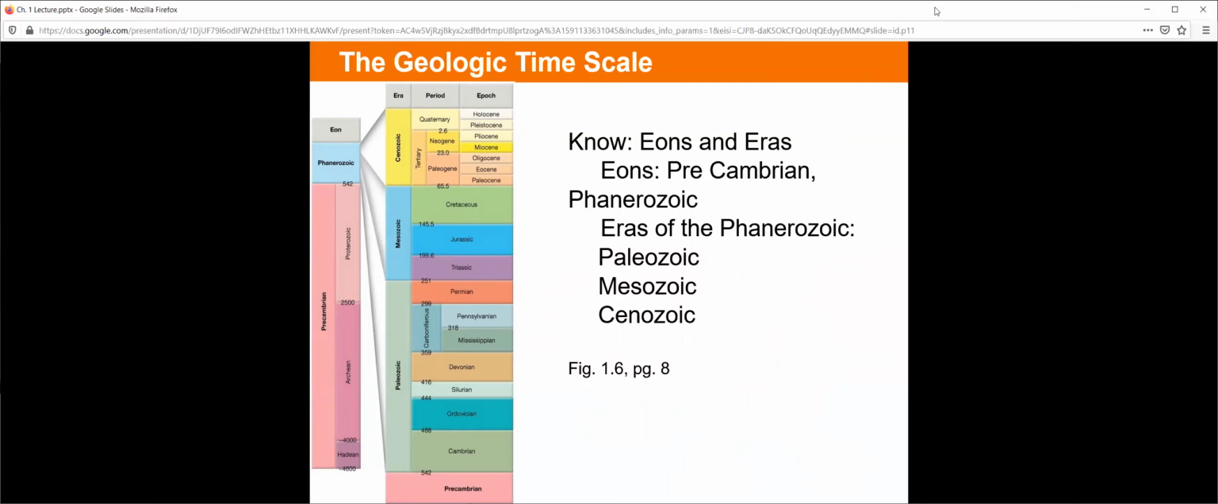An eon would be the largest chunk of time that we talk about. Over on the left here, we see Phanerozoic and Precambrian eons. You can chop those up. The Phanerozoic there, as you see, is exploded out into eras, the Paleozoic, Mesozoic, Cenozoic, and then those further are chopped up into periods. Notice here in the very center, the Jurassic.